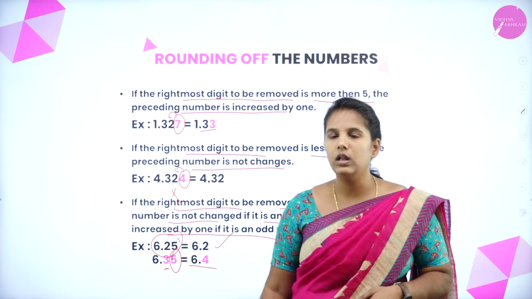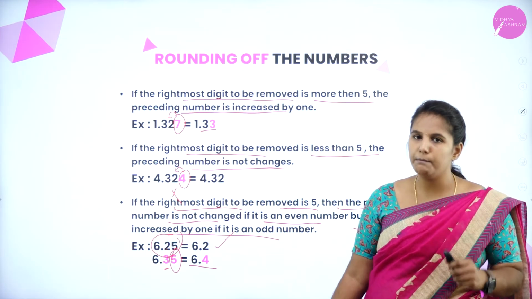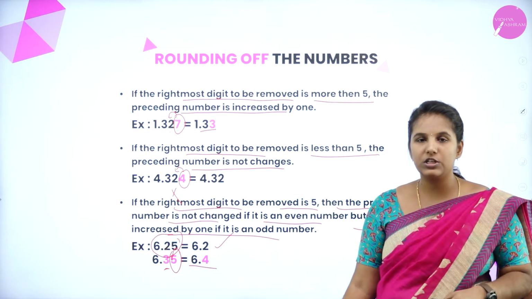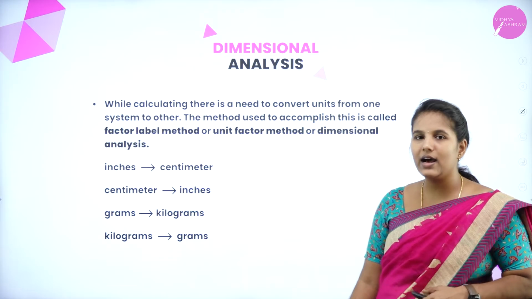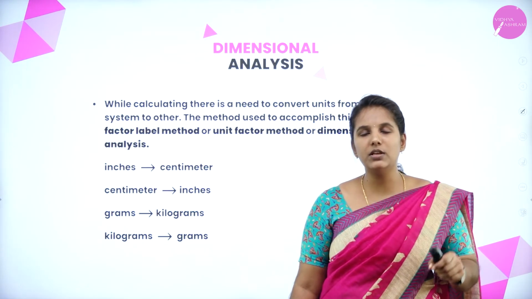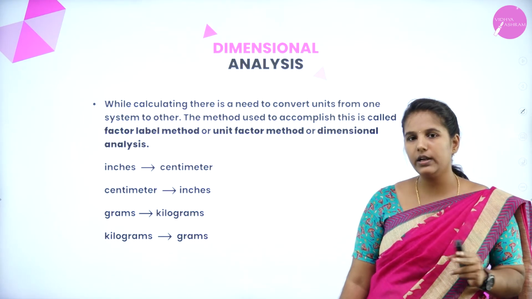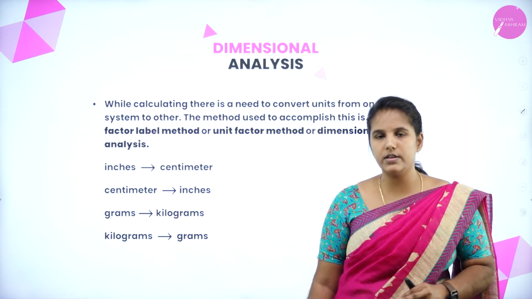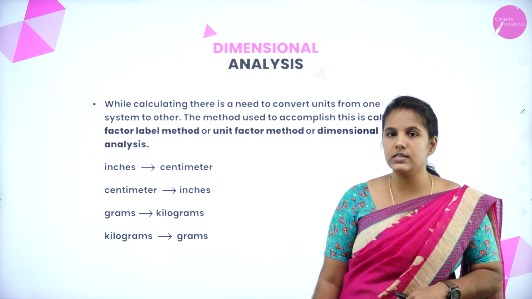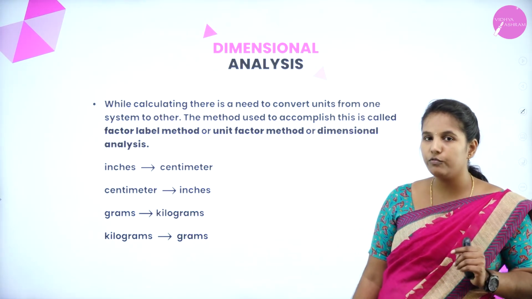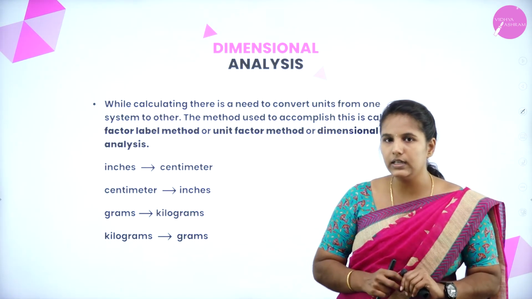So these 3 rules are the basis for you to understand the chemistry while doing the mathematical operation, especially by rounding off the numbers. Coming to the last one, that is dimensional analysis. What is this dimensional analysis? Already we have come across significant figures, precision, accuracy, then the rounding off method. This is another type of method where we are converting one unit into another unit.